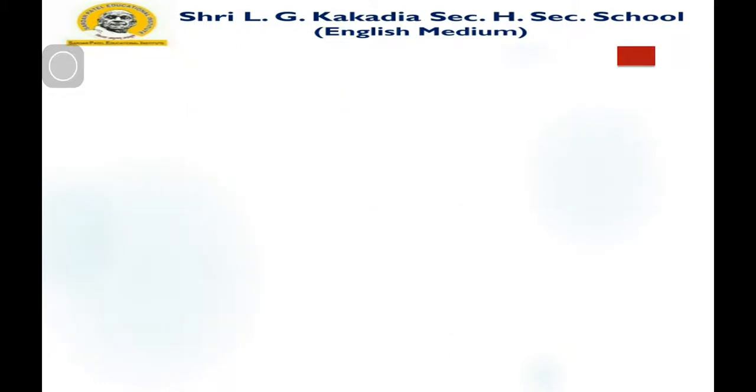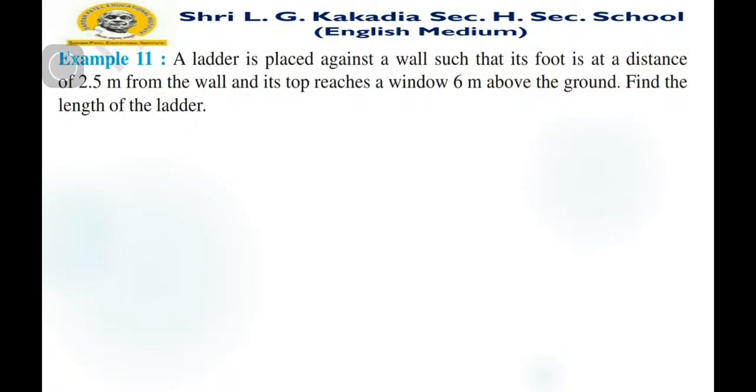Now we take one example related to the Pythagoras theorem. Example number 11. A ladder is placed against a wall such that its foot is at a distance of 2.5 meters from the wall, and its top reaches a window 6 meters above the ground. Find the length of the ladder.